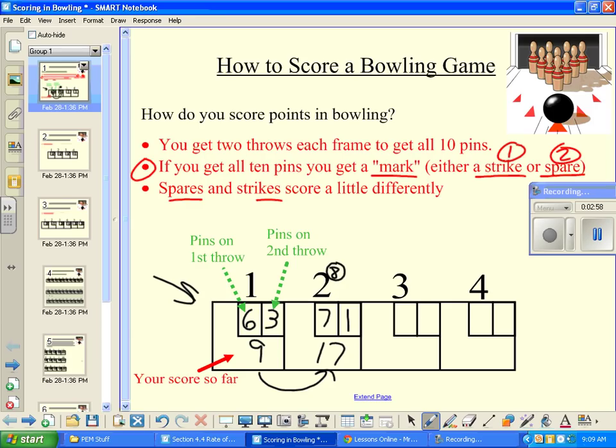Let's say in the third frame I have a really bad shot. I only get 1 pin the first time, but then maybe I get 6 more the next time. So again, this means 1, then 6.